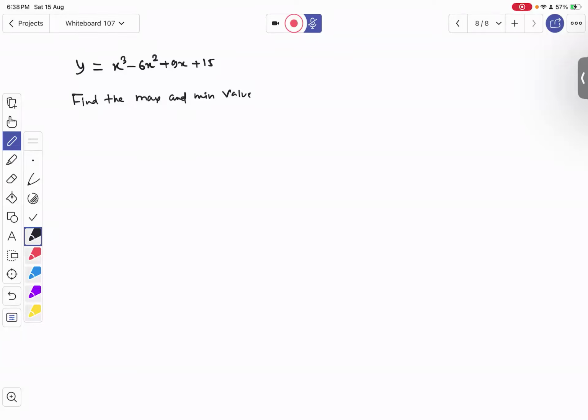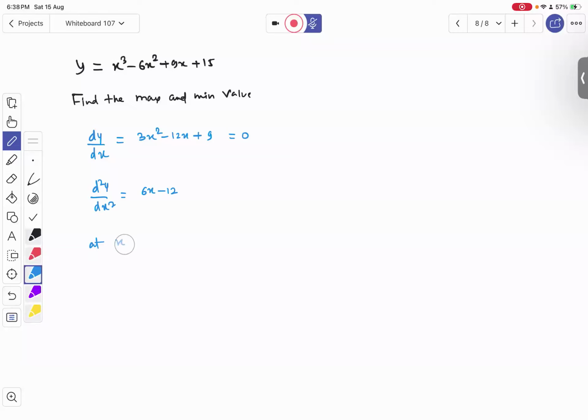Okay, got anything? So to find dy by dx, that will be 3x square minus 12x plus 9, no? Yes, sir. Equate it to 0, find the roots. If you found the roots, then tell me. So it's 1 and 3. Right. And find d square y by dx square. That will be 6x minus 12, no?